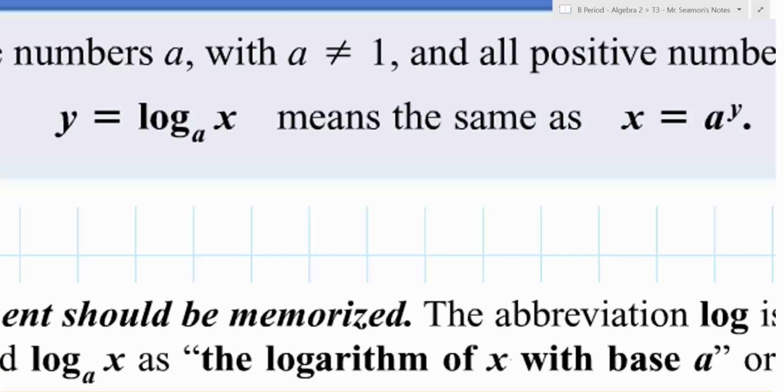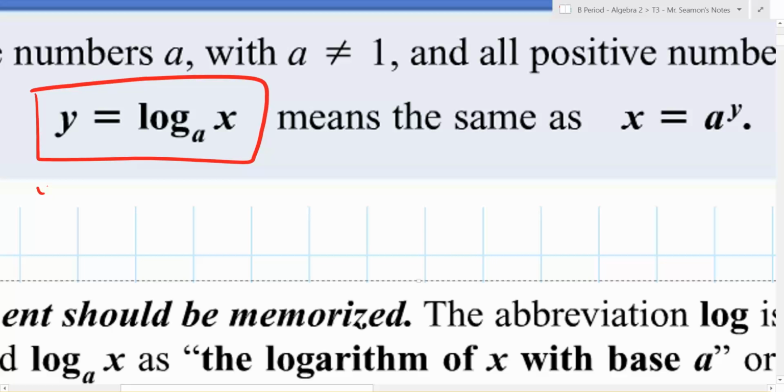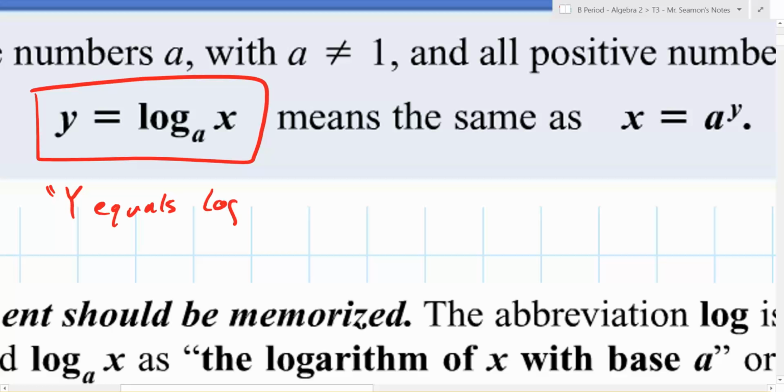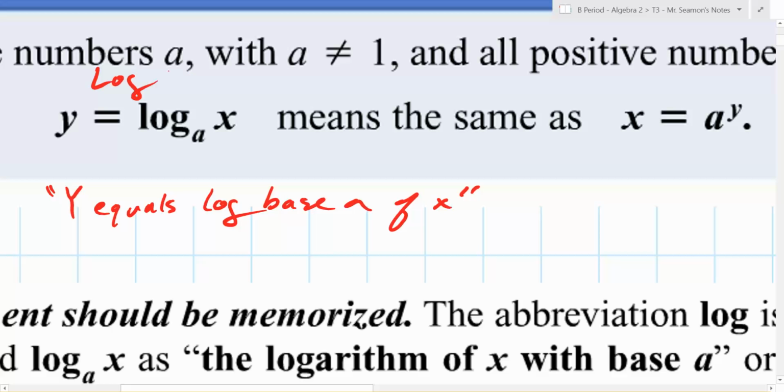Y equals log base a of x. That's how you say that out loud. The way I remember the conversion, this is log form. What's the other form called, do you think? Exponent form. That's a good guess, though. Those are both great guesses.